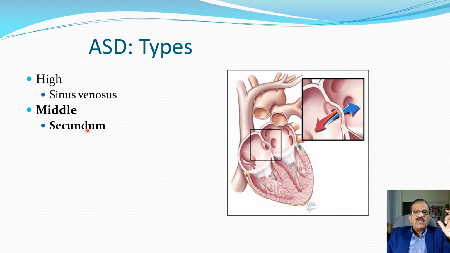Why do we call them secundum? Believe you me, I don't know, but this is called secundum. Secundum is the commonest type of atrial septal defect which we see in adults.